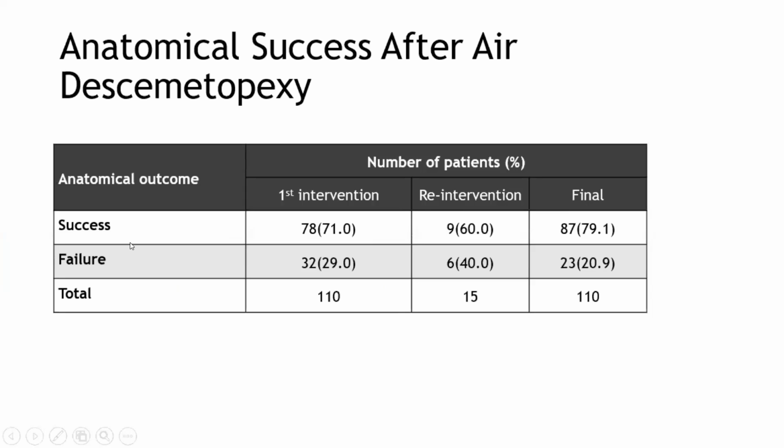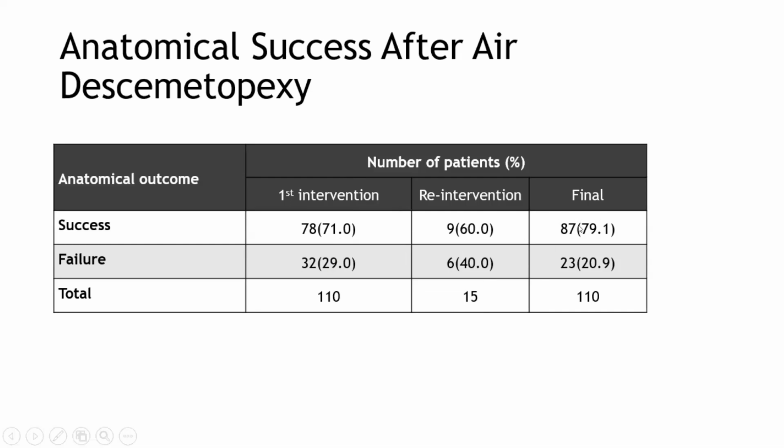Success we have already defined. Success means anatomical attachment of the Descemet's membrane, and post-operatively the cornea has to be clear and there should be no residual Descemet's membrane detachment. So we see after the first intervention, first decimetopexy, 71% of the people had anatomical success. Okay, and 32 people did not have. So out of these 32, 15 people underwent a reintervention and 9 people had successful reattachment.